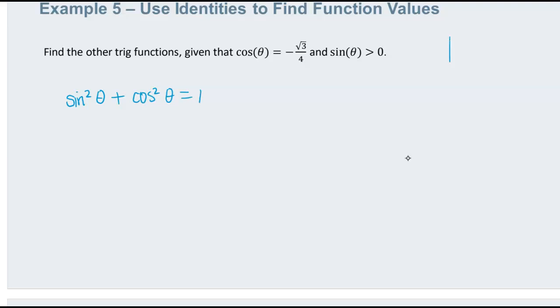What quadrant are we in for this? The cosine is a negative number, and the sine is a positive number. Remember, cosine relates to x and sine relates to y. So when x is negative and y is positive, I think we're here in quadrant 2. All right. I don't know what sine is. That's what I'm going to try to solve for. But I do know that cosine is negative root 3 over 4, and I'm going to square that.